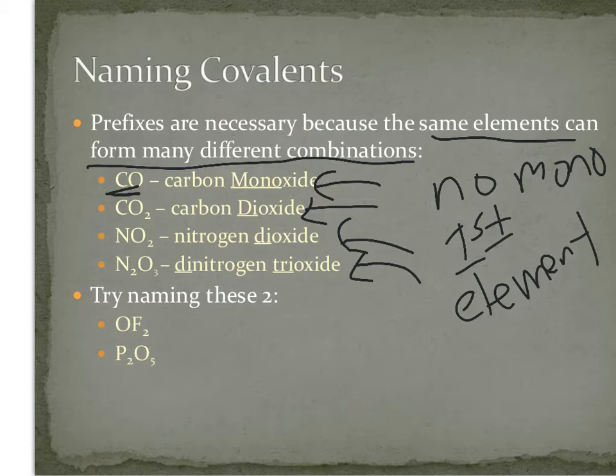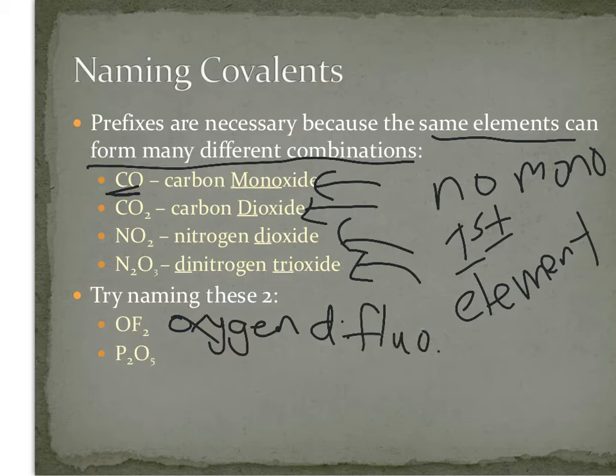So let's try naming these two. We have OF2. O is oxygen, so we say oxygen. And then F2, so that is di for 2, fluoride. Don't forget to change the end into IDE.